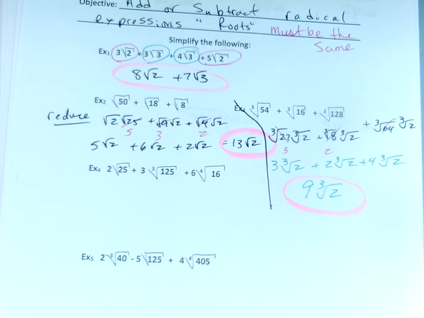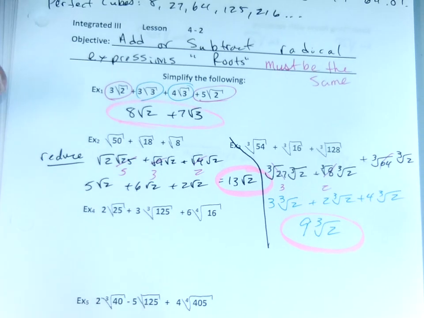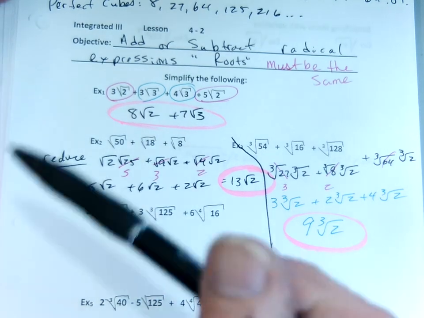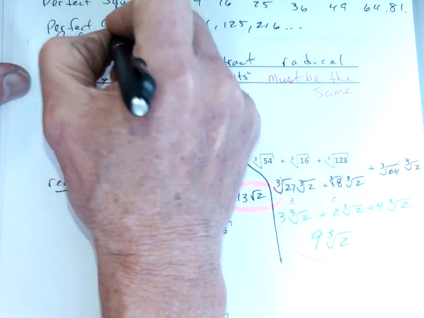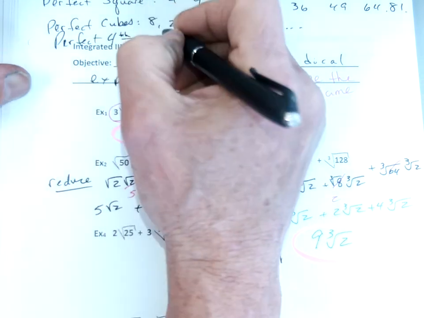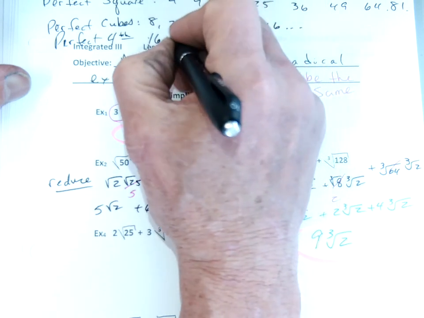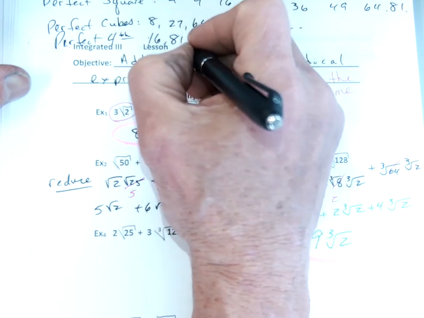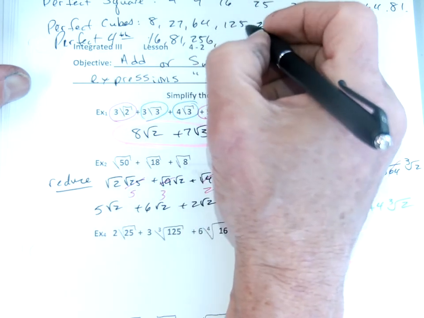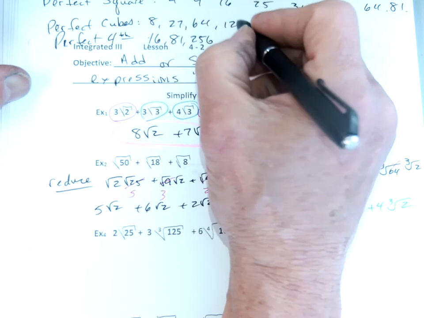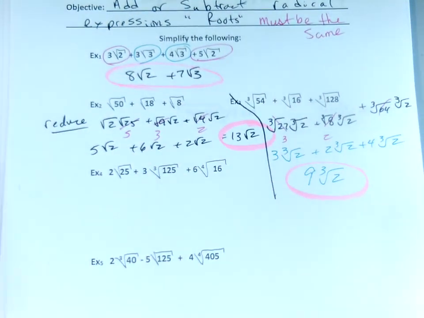Let's keep going with this. Perfect fourths. We didn't write those down, but I can write those down also. Perfect fourths might help me. We wrote down 16, 81, 256, and 625, and beyond that doesn't really matter.